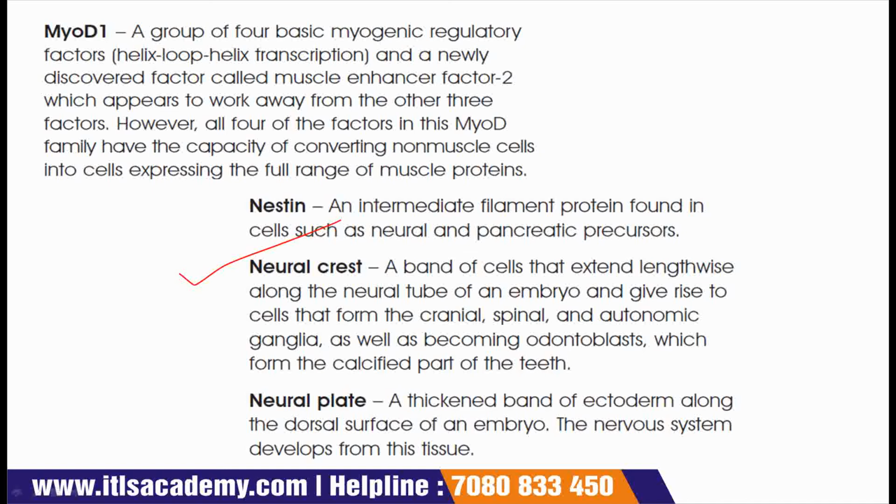Neural crest. Neural crest is a band of cells that extend lengthwise along the neural tube of an embryo and give rise to cells that form the cranial, spinal, and autonomic ganglia, as well as becoming odontoblast. What is odontoblast? Cells that are related to teeth, which form the calcified part of the teeth.